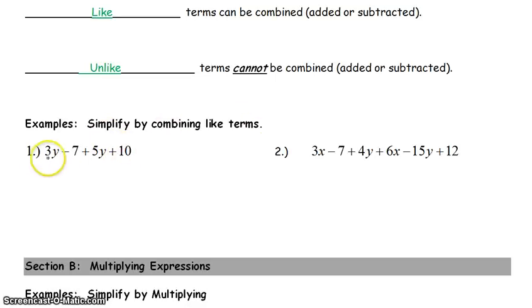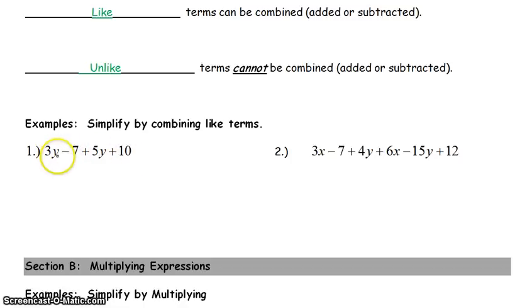Okay, now, first of all, we have to determine our like terms. Typically we like to write our variables first and our constants last. But you don't have to do that. You can write the constants first and the variables last. That's just a personal preference. Okay, now, we have 1, 2, 3, 4 terms.